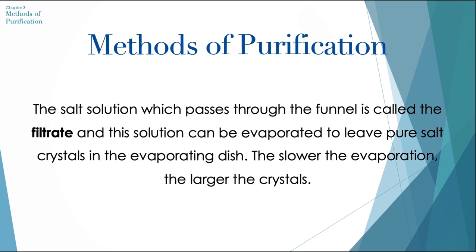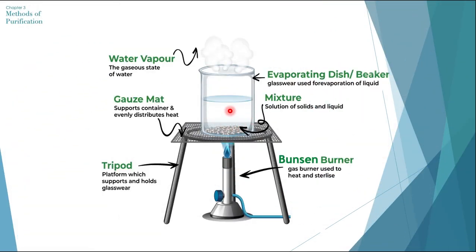So here we have the evaporating dish. Here we have the mixture. What we do is that we place it on a Bunsen burner. This is a gas burner used to heat and sterilize. We have a tripod platform which supports and holds the glassware. We have a gauze mat which supports the container and evenly distributes heat. We have the evaporating dish which is used for evaporation of liquid. So if we place the liquid on a low heat, there will be a slow evaporation.